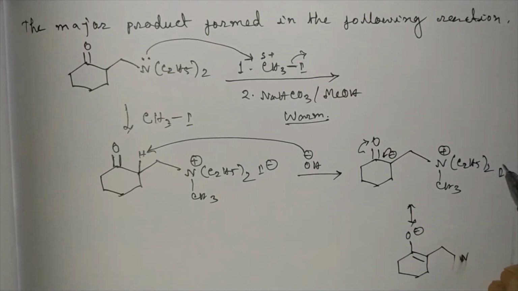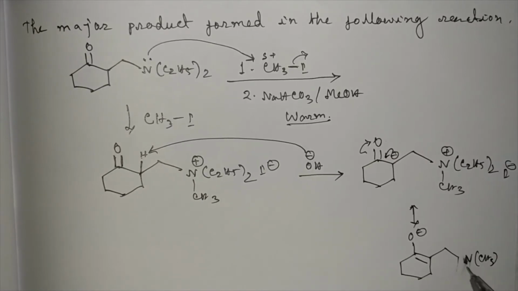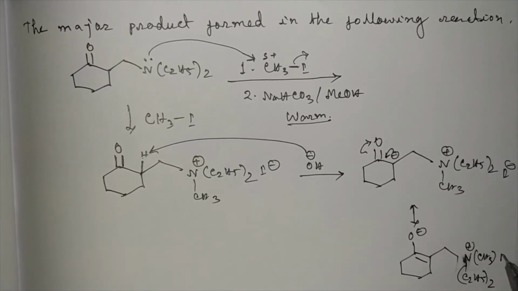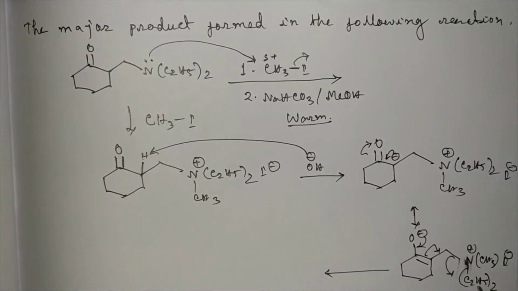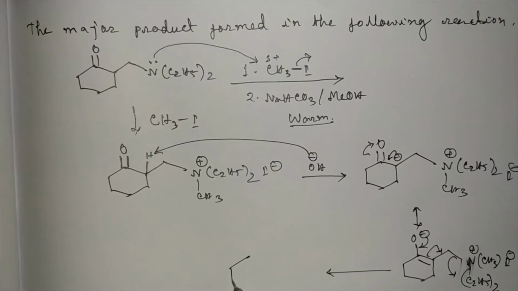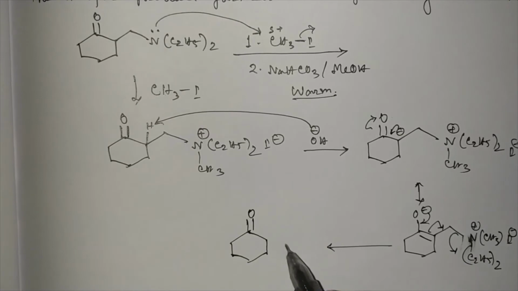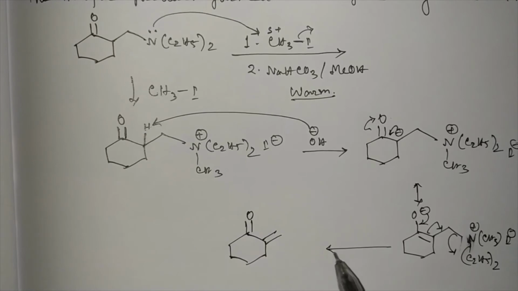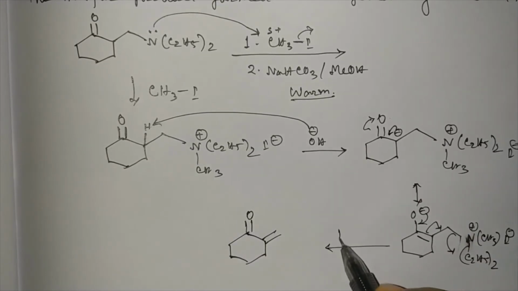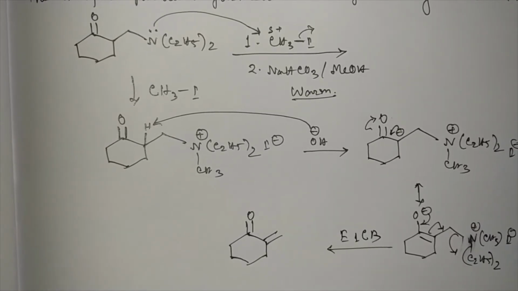Here plus I minus, N(C2H5)3. Now from this anion an elimination reaction will take place, so the product will be this. This mechanism is actually the E1cB mechanism, that is elimination via conjugate base.